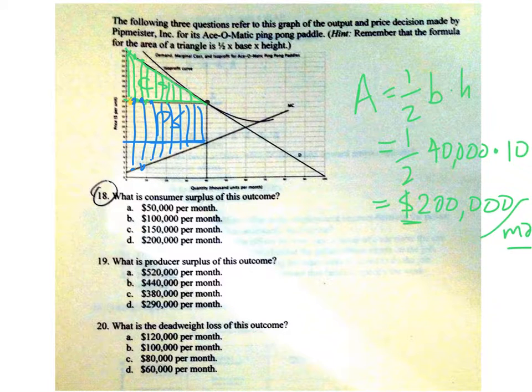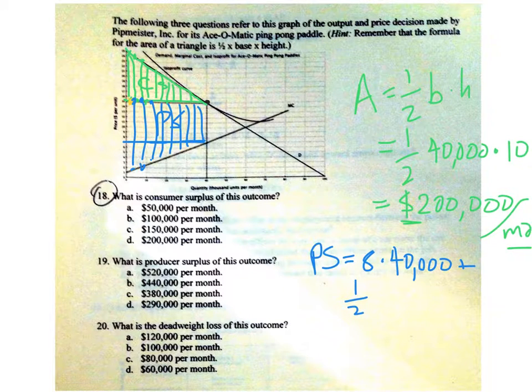But what I find easiest to do, and most students find easiest to do, is break that up into a rectangle and a triangle, and then it becomes a really easy problem. So producer surplus is also going to be this area. It's the area of that rectangle, which is 8 units high and 40,000 units wide. 8 times 40,000 plus, and then here we have another triangle. That triangle is 6 units high and 40,000 wide.